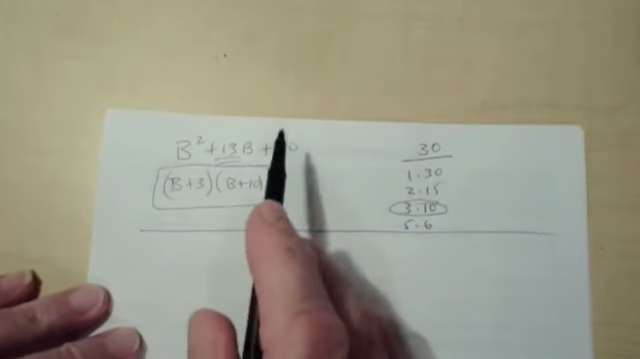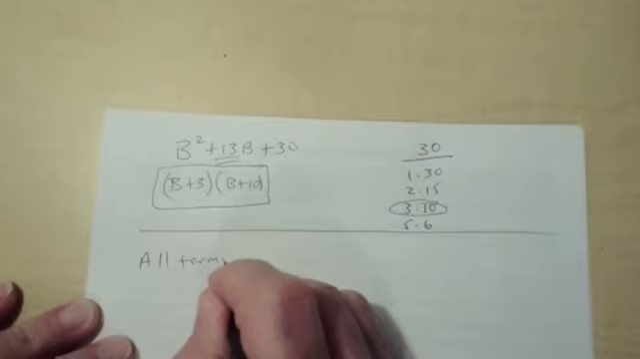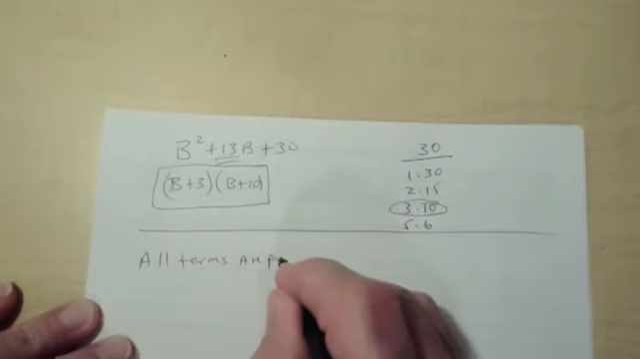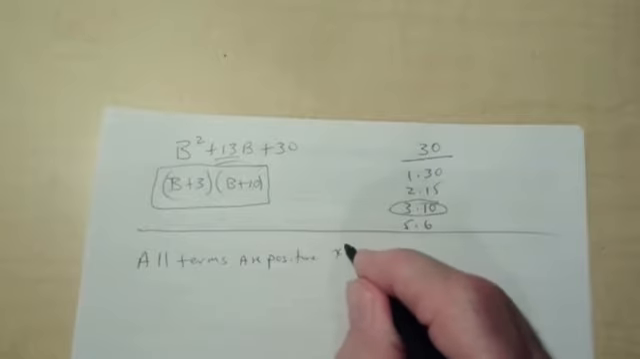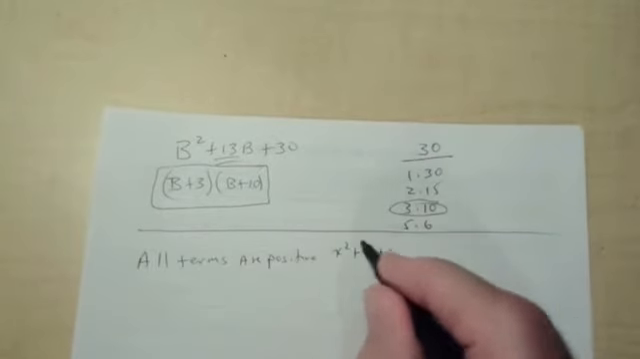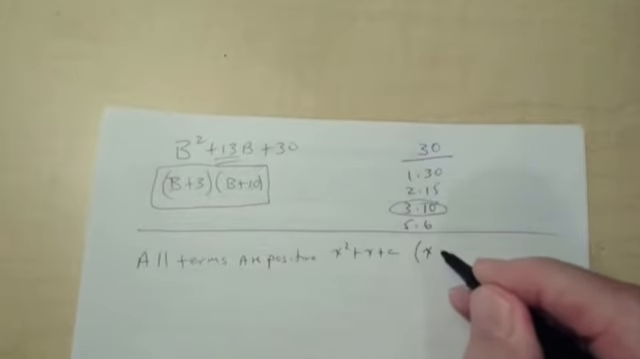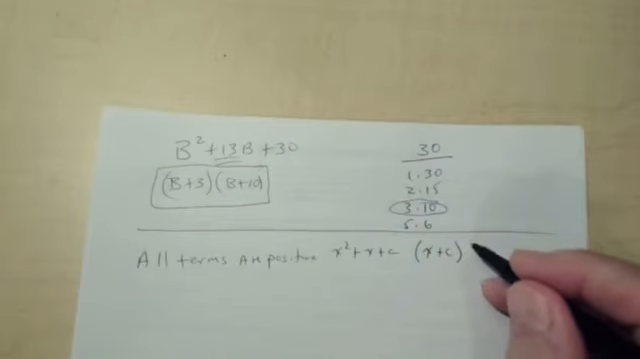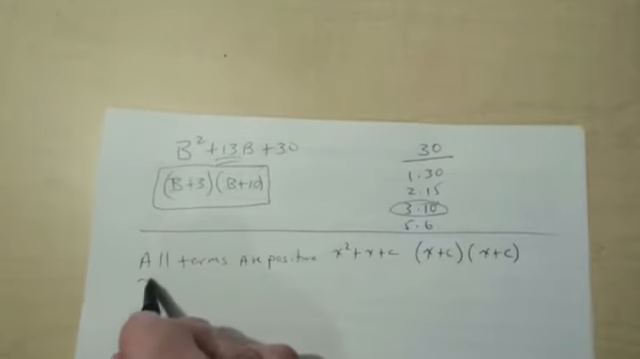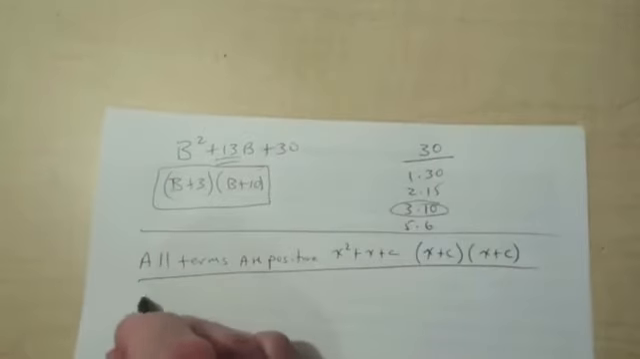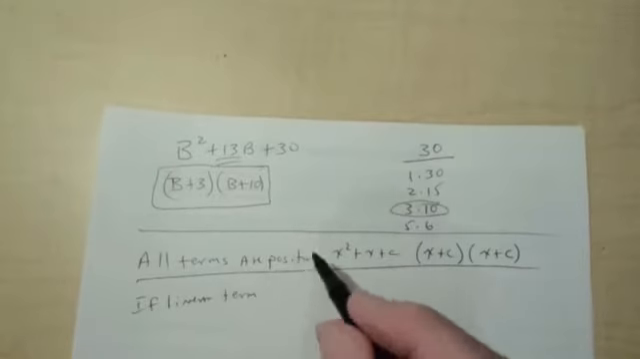Okay. All the terms in here were positive. So if all the terms are positive, in other words, x squared plus x plus some constant, if everything is positive, all the terms are positive, it's going to look like this: x plus c, c is just some constant, some number, and x plus c. Now, if the linear term is this one.